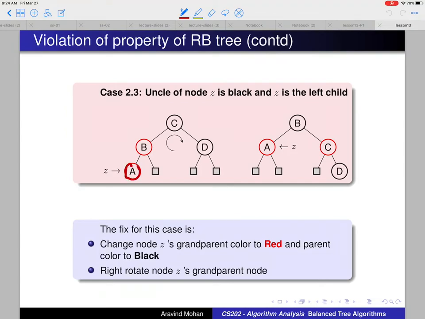2.3 here, again, you can see the violation is on the left side. Uncle stays black, but it's on the left side, right? So if it is on the left side, the fix is quite simple again. All we are doing is changing the grandparent color from black to red, and then the parent is changed to black from red, right?